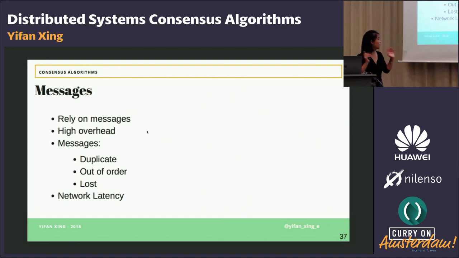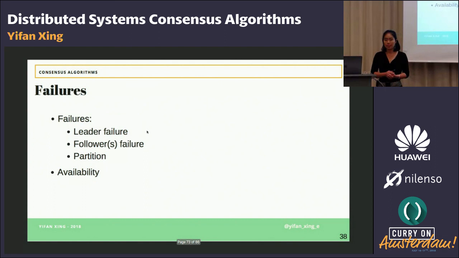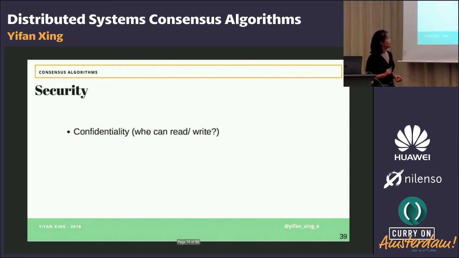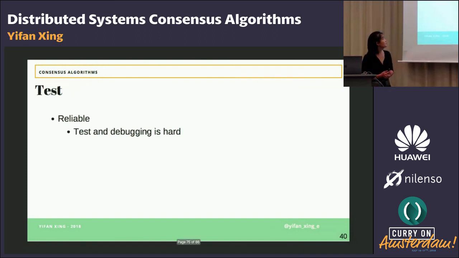What if different components of your network are super far from each other? What if you have network latency? How do you deal with those issues? We also have to think about failures. We could have leader failures, replica failures, network partitions, and how do we guarantee the availability of the machines? What about security? Who has the right to read and who has the right to write? How do we know that?